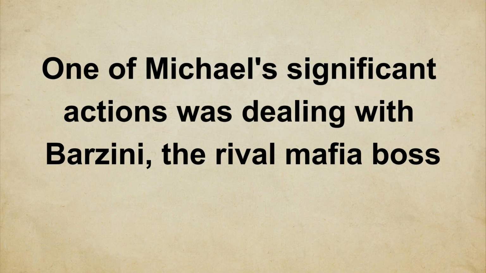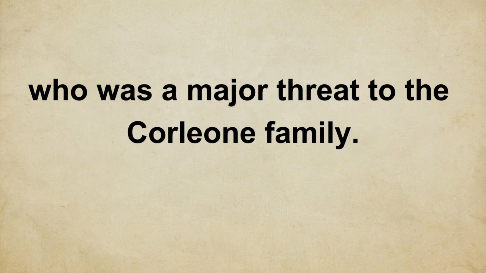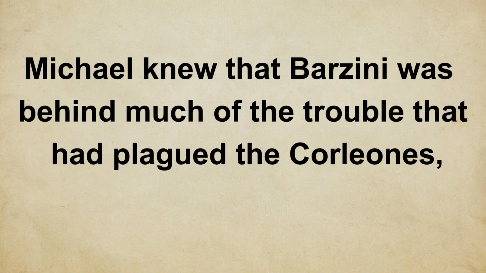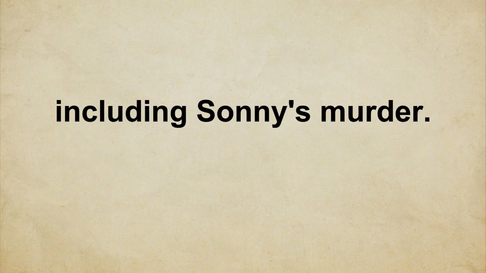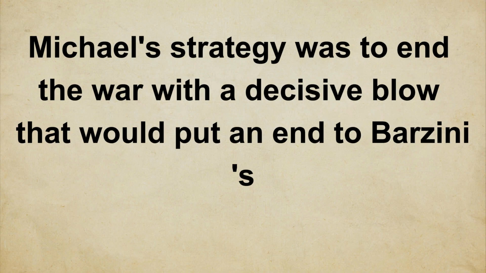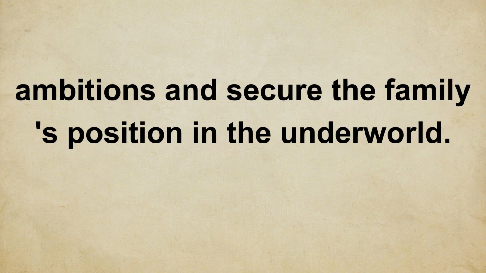One of Michael's significant actions was dealing with Barzini, the rival mafia boss, who was a major threat to the Corleone family. Michael knew that Barzini was behind much of the trouble that had plagued the Corleones, including Sonny's murder. Michael's strategy was to end the war with a decisive blow that would put an end to Barzini's ambitions and secure the family's position in the underworld.